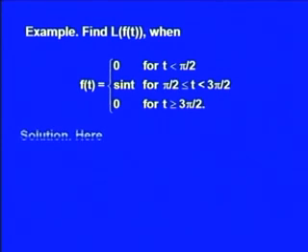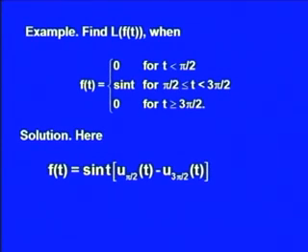Now, let us study an example based on the second shifting theorem. Let us find the Laplace transform of the function f(t), where f(t) is defined as 0 for t less than π/2, f(t) is defined as sin t for π/2 ≤ t < 3π/2, and f(t) is defined as 0 for t ≥ 3π/2.